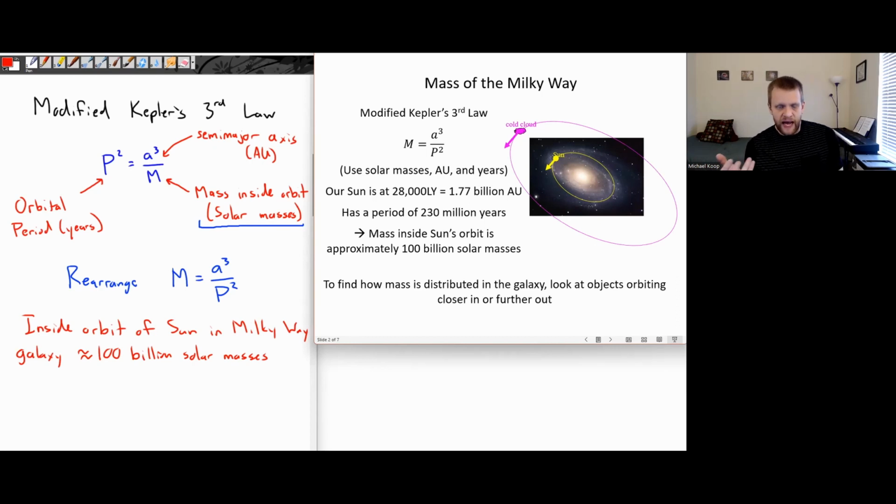To find out how this mass is distributed, what we can do is look at the orbits of other objects, objects that are closer to the center of the Milky Way galaxy, and further out in the Milky Way galaxy. If I can identify how much mass is in one of these smaller orbits, and then the mass inside a medium orbit, then the mass inside larger and larger orbits, if we can get all those different masses, we can figure out how the mass is distributed inside of the Milky Way galaxy.